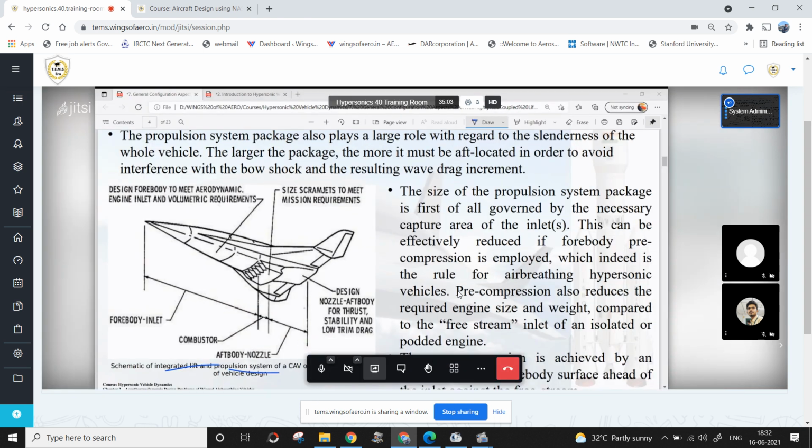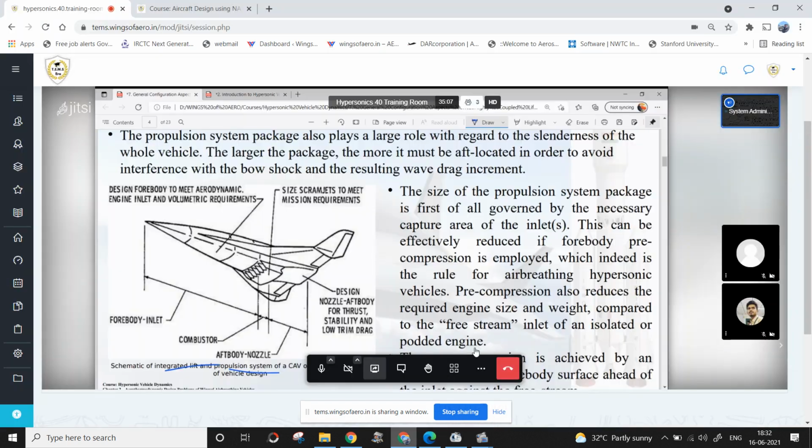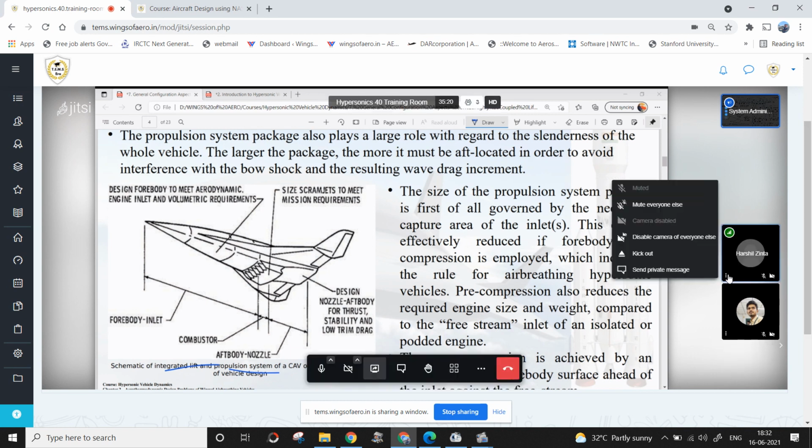Sorry, Harshil, have you logged in with your UPS ID? Harshil? One of your friends is facing a problem logging in. That's why I just want to confirm which email ID you have used.